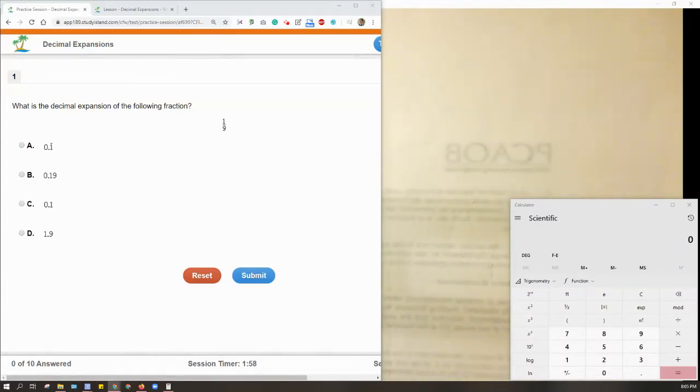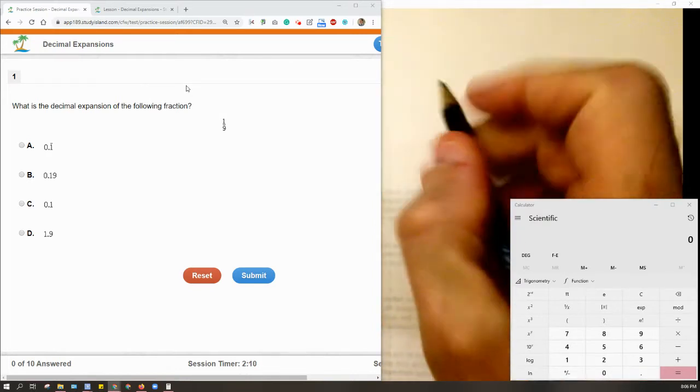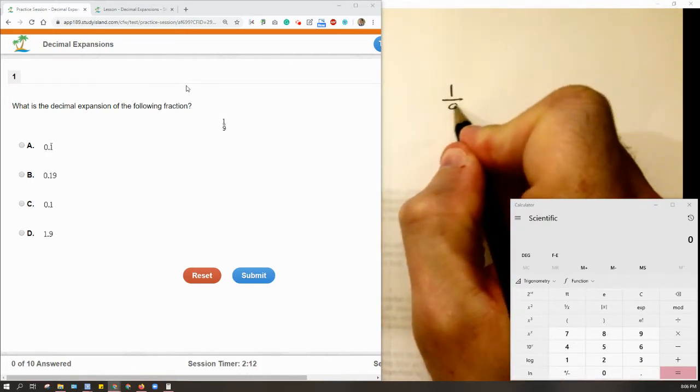All right, here we go with decimal expansions. Number one, what is the decimal expansion of the following fraction? You should know that a fraction is a division problem. And if you want to turn a division problem into a decimal, you could do long division, and you could do it on paper. And then after I do it this way, I'll show you how to check it with a calculator.